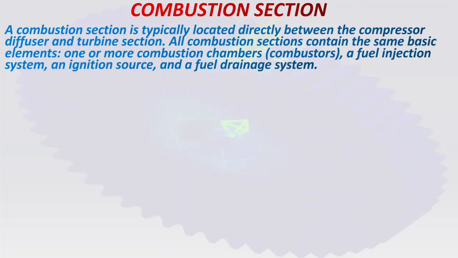All combustion sections contain the same basic elements: one or more combustion chambers, or combustors, a fuel injection system, an ignition source, and a fuel drainage system. So, these are the basic elements of the combustion section. We will discuss these elements one by one.